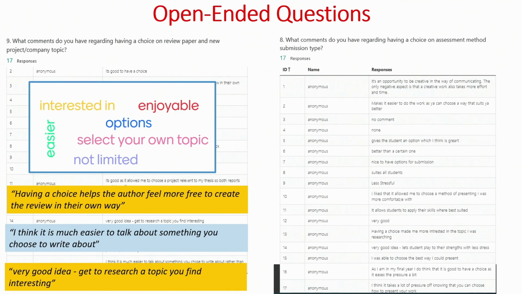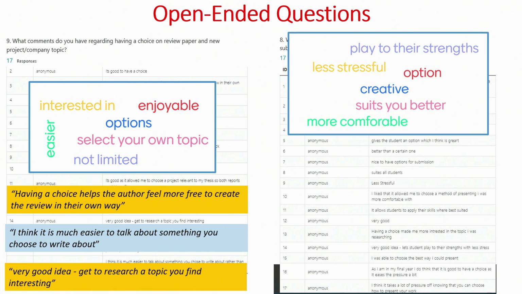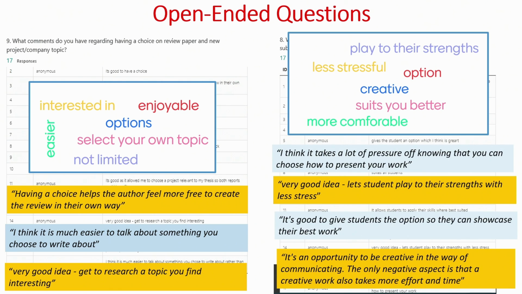Another open-ended question then, what comments do you have regarding having a choice on assessment method submission? Again, this was very positive. They found it played to their strengths. They found it was less stressful. I'm going to talk a little bit about that in a few slides in time. They liked having the option. They found that they could be very creative. It suits them better, and they also felt more comfortable as well.